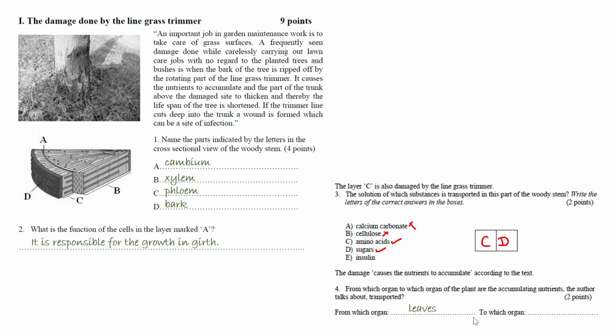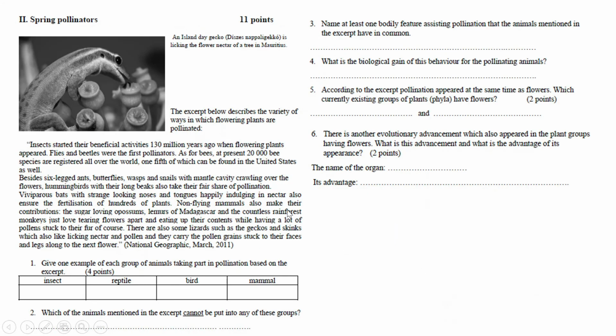The damage causes the nutrients to accumulate according to the text. From which organ to which organ of the plant are the accumulating nutrients the author talks about transported? So you have already seen that from which organ, obviously the leaves must be mentioned in here. That's quite straightforward. To which organ? Here you have more options. I just wrote roots, but according to the key as well, the fruits and the flowers would also be accepted. Alright, so that's it for the first exercise. Let's move on to the second one.